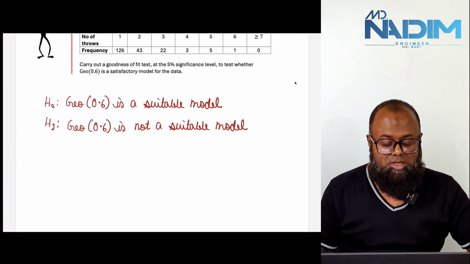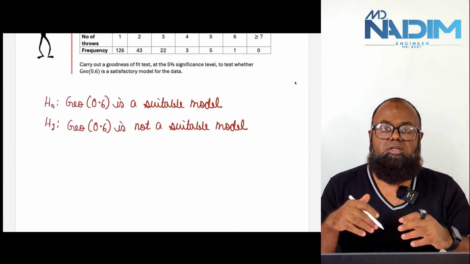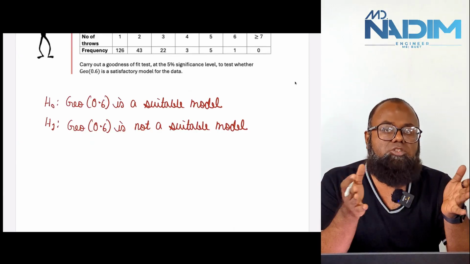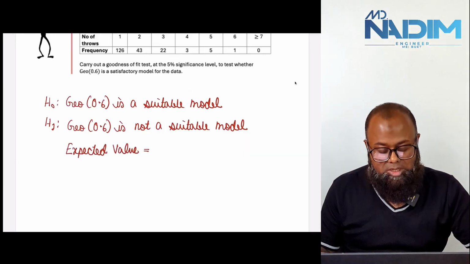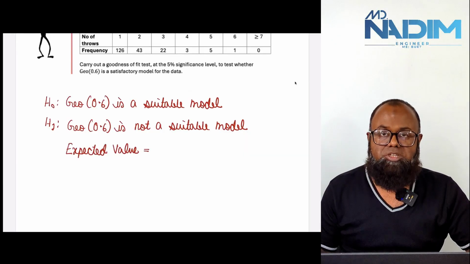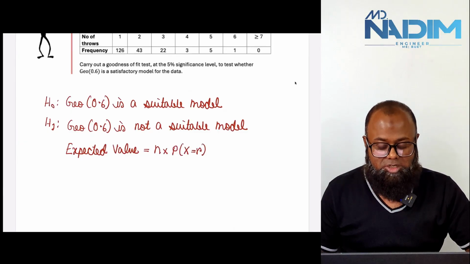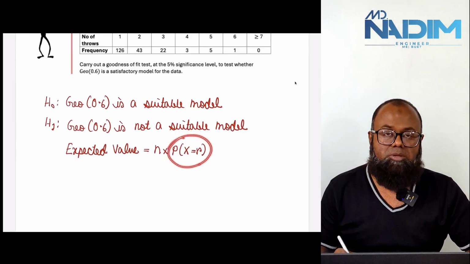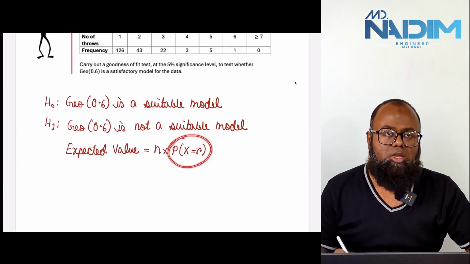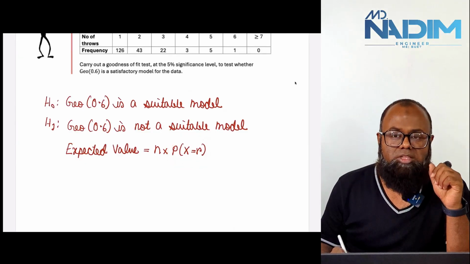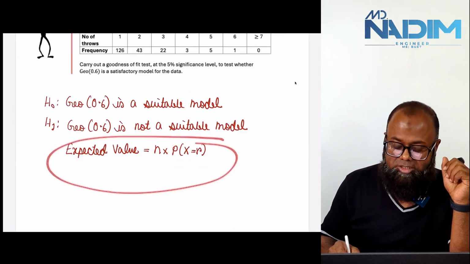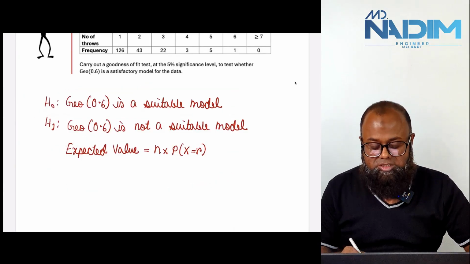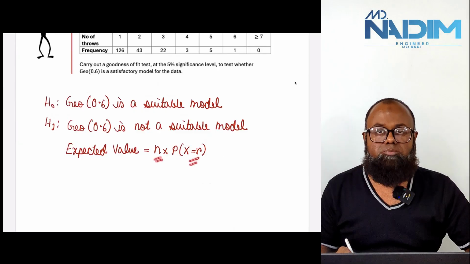Now, our first task is to find the way how to get the expected values. For that, you need to find the probabilities like this. Expected value should be equal to n times the probability. And you know the formula for probability of a geometric distribution. Let me tell you one thing again, that we are doing the test by taking this null hypothesis as true.